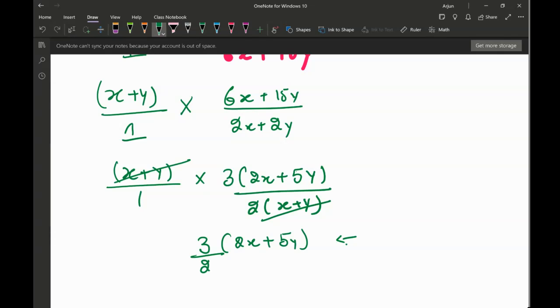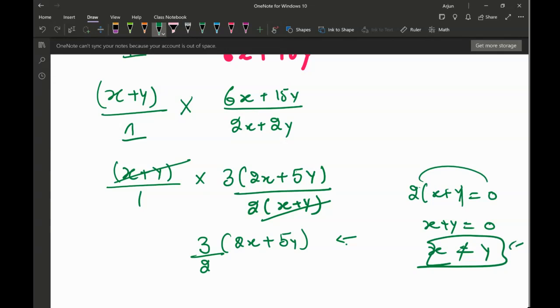And again, if you have to find the non-permissible value, I'll put 2x plus 2y equal to 0. 2 goes on the other side, equal to 0, and then x plus y equal to 0. X cannot be equal to y. That is the non-permissible value for the given question.